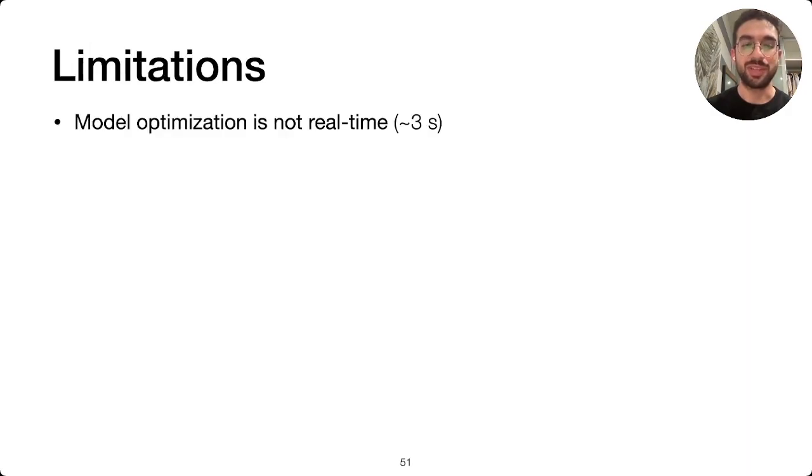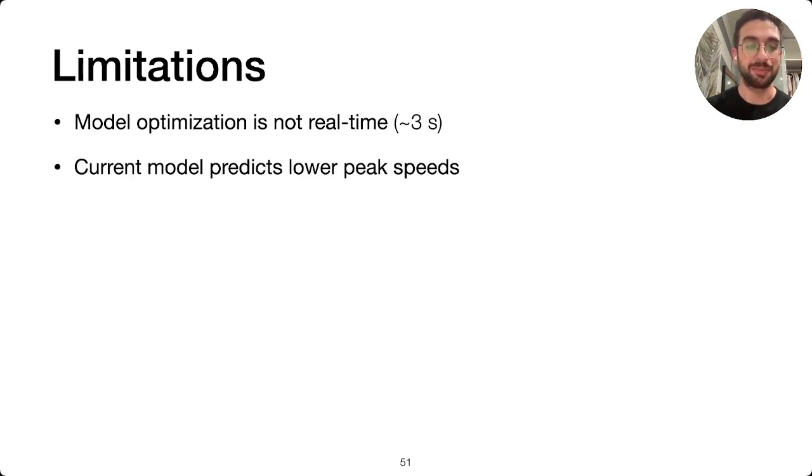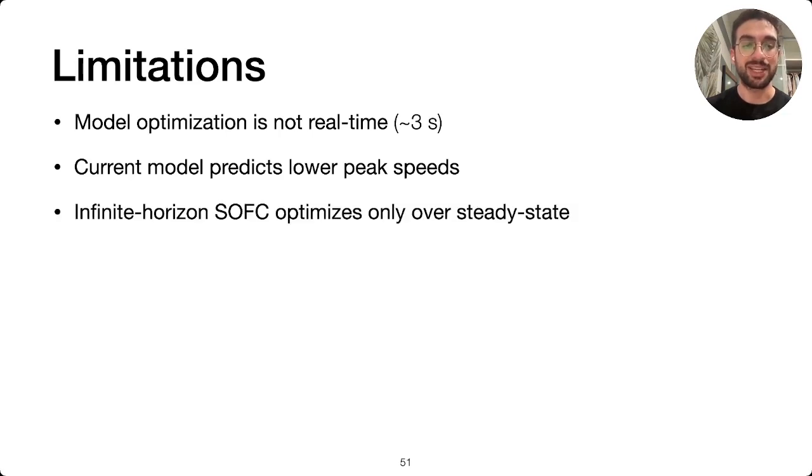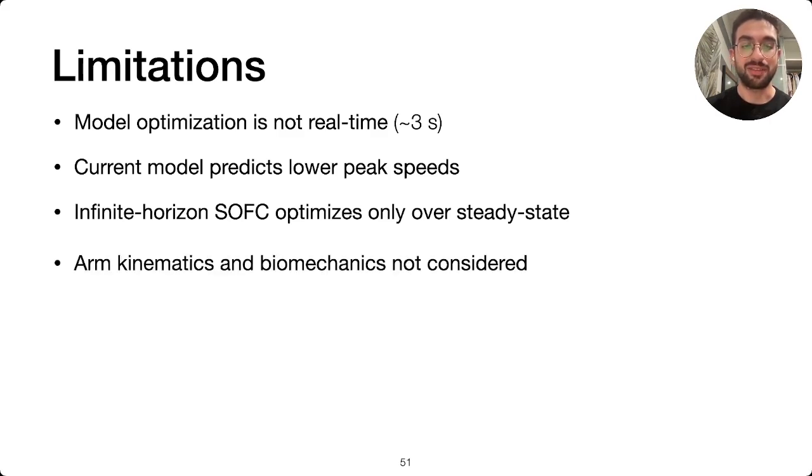Limitations of our approach include that model optimization takes a few seconds, which makes it difficult to optimize in real time, like what you might need for model predictive control. Once you do have a model, though, generating simulated trajectories is much faster. As we showed before, the current model also tends to underpredict peak hand speed compared to real data. Additionally, by definition, infinite horizon OFC only optimizes over the steady state, which may be an oversimplification in this case. And lastly, we're not considering here the nonlinearities of the full arm's kinematics and biomechanics in this model.